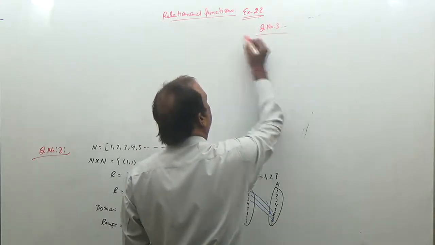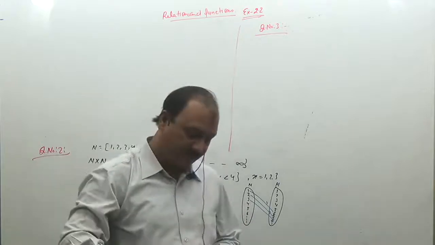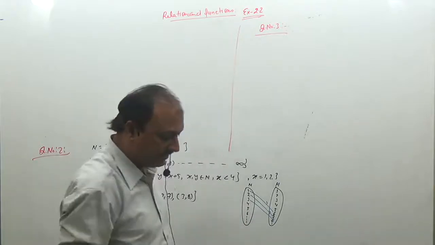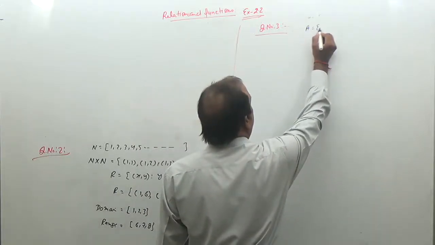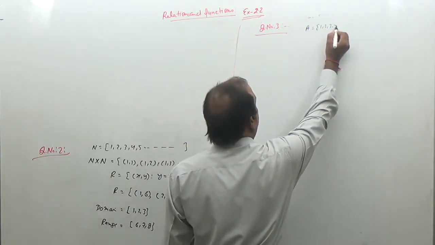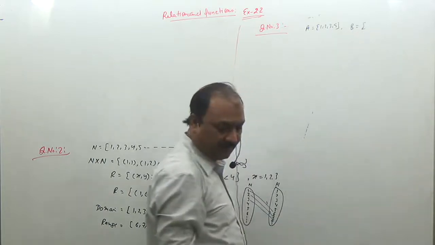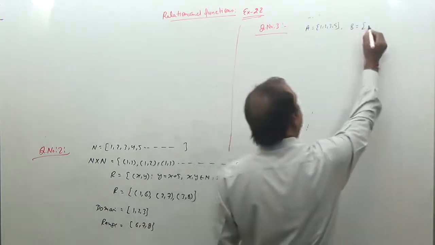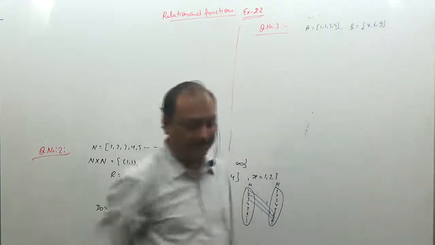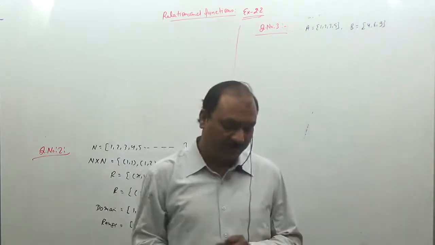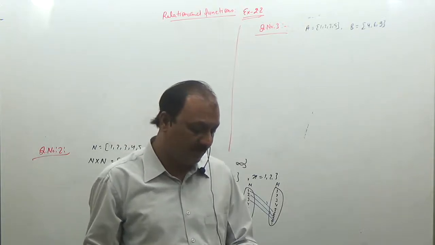Question 3. Let A be a set of elements 1, 2, 3, 5, and B be the set of elements 4, 6, 9. So there are two sets A and B.